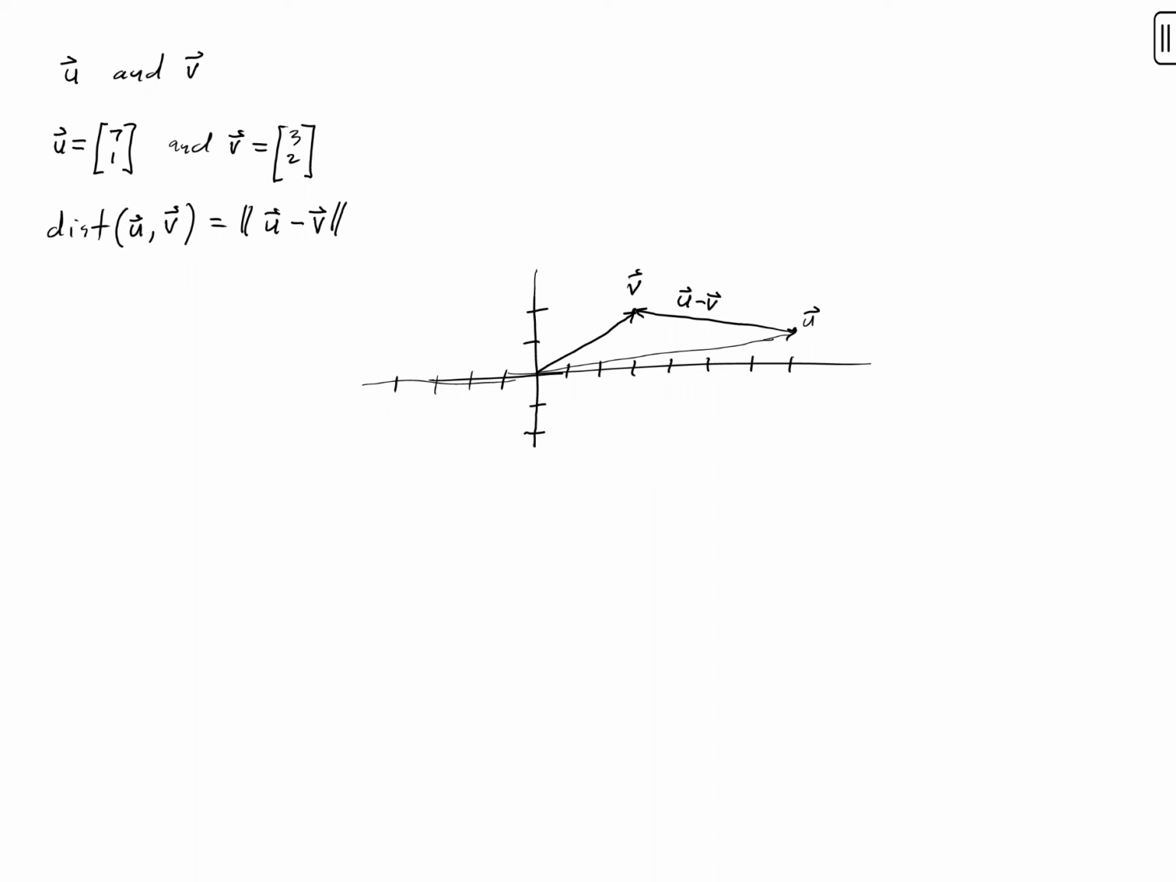And so that distance between u and v is going to be the norm of u minus v, which is equal to the norm of the vector (7 minus 3, 1 minus 2), which is the norm of the vector (4, -1), which is equal to the square root of 4 squared is 16, plus -1 squared is 1.